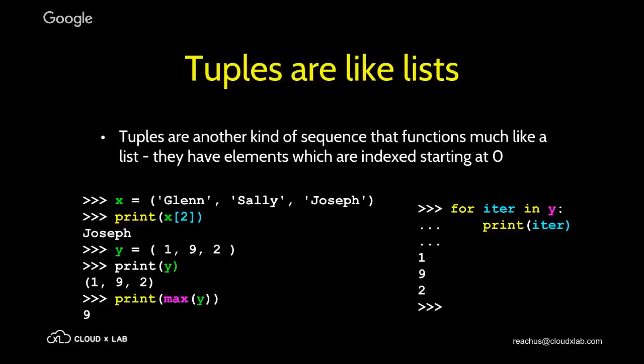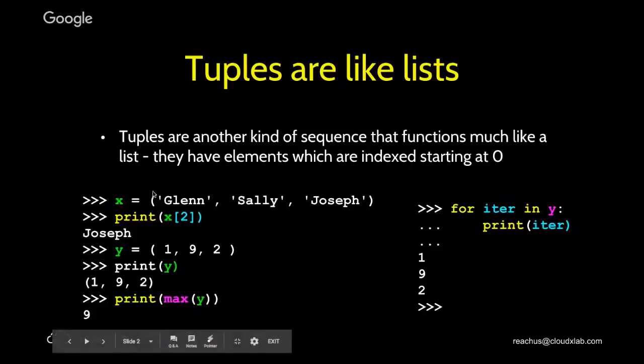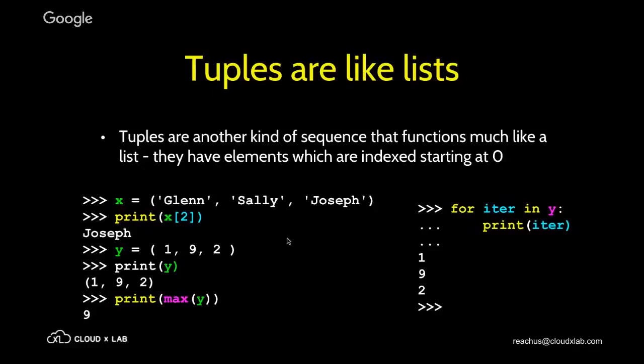They have elements which are indexed using a zero-based index, and the only difference you will notice is that tuples are defined by round brackets. Okay, so here you can see that. All right, and the way we define tuples is using the round brackets, and we can iterate over tuples just like we iterated over the list.